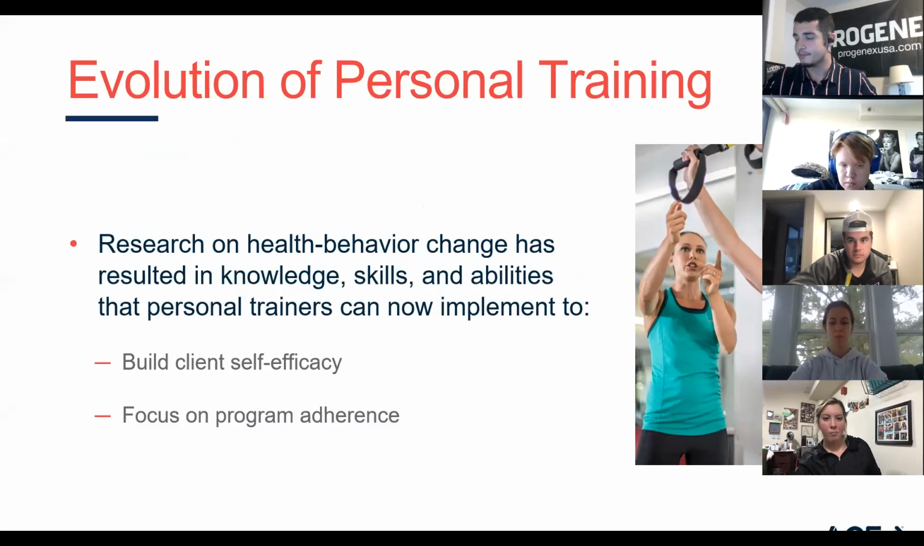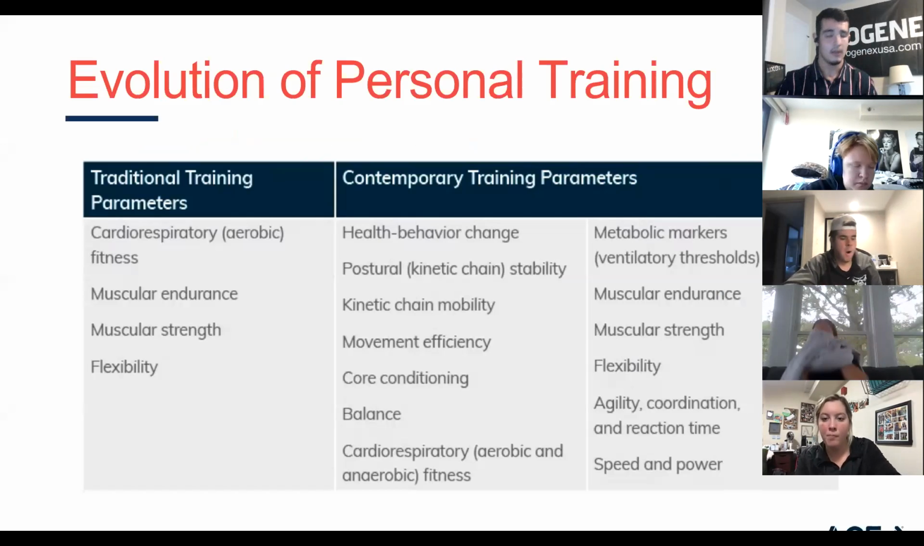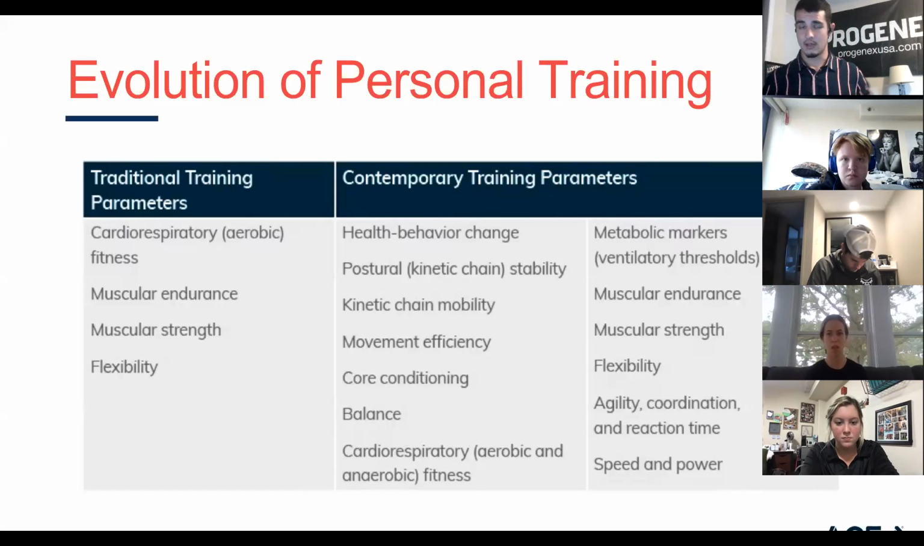All right, so in the past, the training parameters that we were looking to improve were very basic ones, like the health parameters that are laid out by the ACSM, right? That's cardiorespiratory fitness or aerobic fitness, how well your heart and lungs can get oxygen to your entire body, muscular endurance, so how long your muscles can perform any given task, muscular strength, so how much force your muscles can produce, and flexibility, which is pretty obvious.